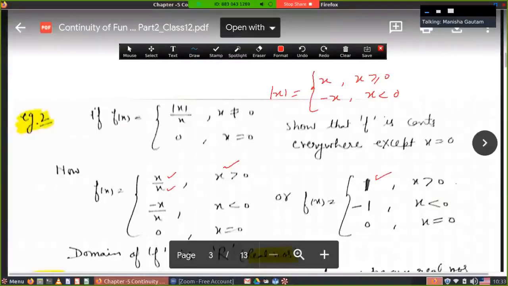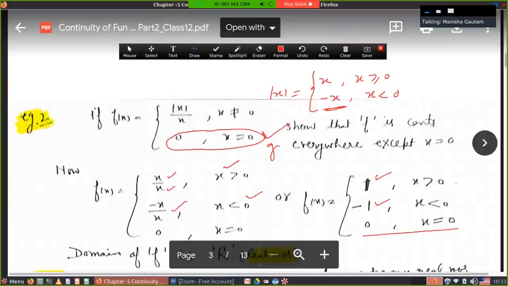It means if x is greater than 0, then the value of y is 1. If x is less than 0, you have to put minus x. It means minus x upon x, it comes out equal to minus 1. So when x is less than 0, y is equal to minus 1, you can say. And x is equal to 0, then y is equal to 0. It is given.